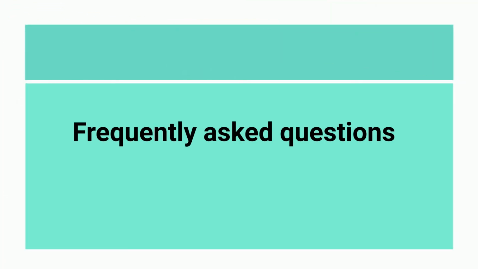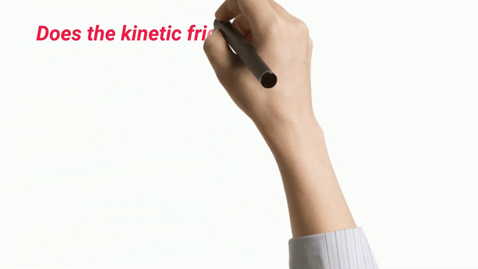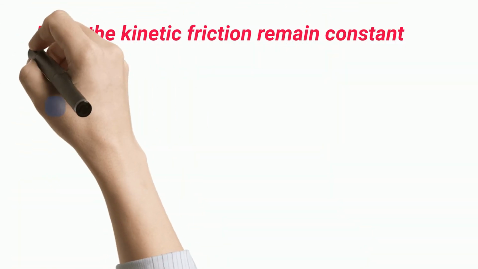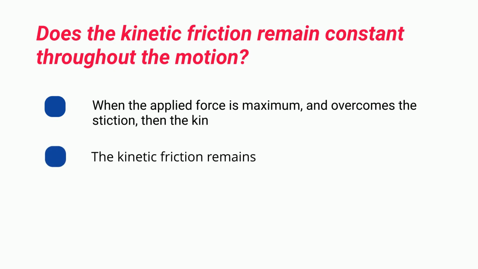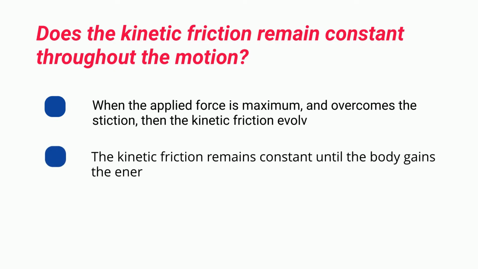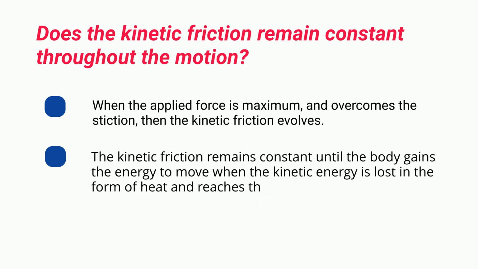Frequently asked questions. Does the kinetic friction remain constant throughout the motion? When the applied force is maximum and overcomes the stiction, then the kinetic friction evolves. The kinetic friction remains constant until the body gains the energy to move. When the kinetic energy is lost in the form of heat and reaches the threshold motion, the kinetic friction increases.